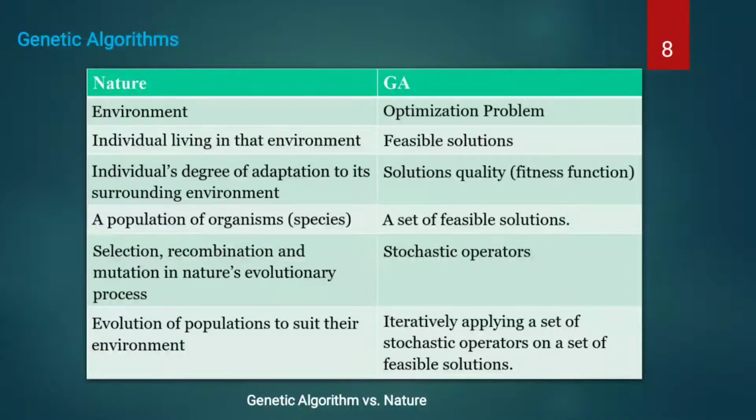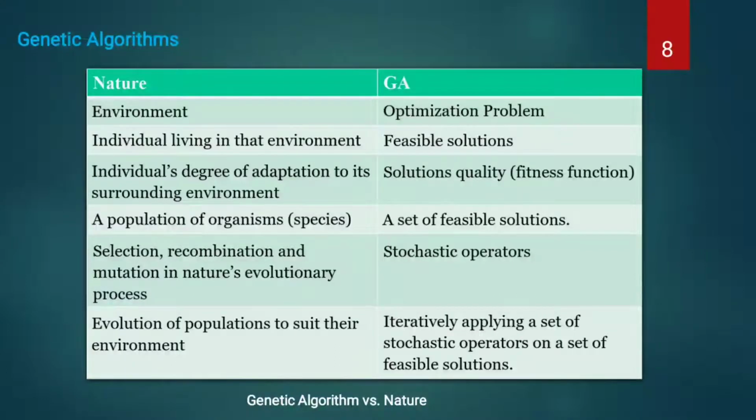And I have a table to help you easily compare natural evolution and GA. In nature, we have the environment; in GA, the optimization problem. In nature, an individual living in that environment; in GA, a feasible solution. The individual's degree of adaptation to its surrounding environment corresponds to solution quality. A population of organisms corresponds to a set of feasible solutions. Selection, recombination, and mutation in the natural evolutionary process correspond to stochastic operators, and the evolution of the population to suit the environment.